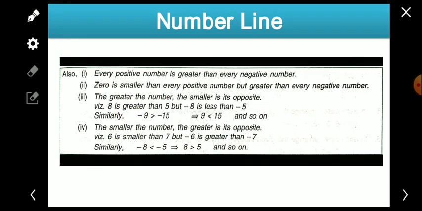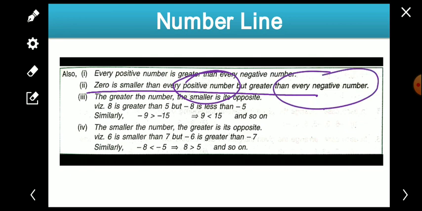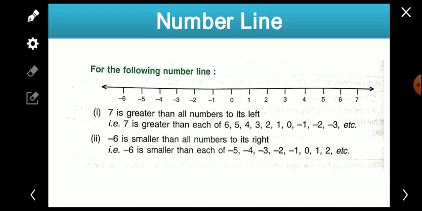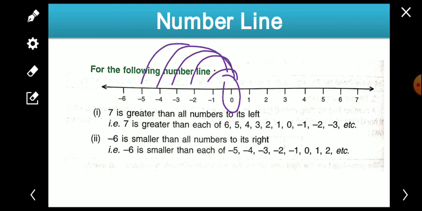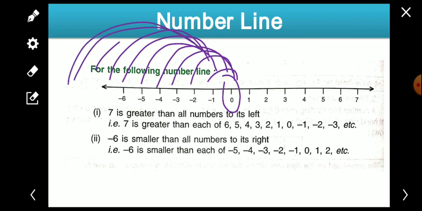Now the second point: 0 is smaller than every positive integer. 0 is smaller than positive integers but greater than negative integers. Let us understand through the number line. It is 0. Now you see, 0 is on the right side of -1, on the right side of -2, on the right side of -3, on the right side of -4, on the right side of -5, and like this 0 is on the right side of each and every negative integer.